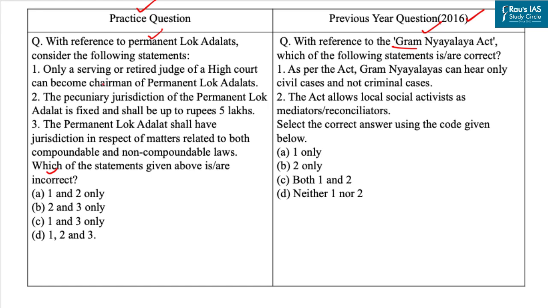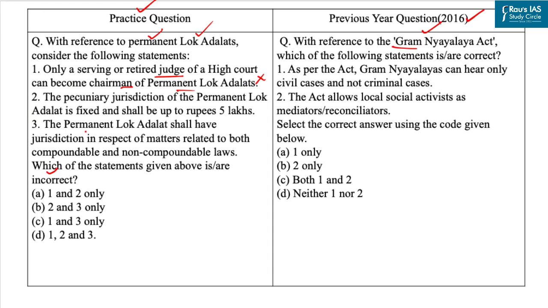The first statement is only a serving or a retired judge of a high court can become chairman of permanent Lok Adalats. Now to answer this, one must know that Legal Services Authorities Act 1987 was amended in 2002 to provide for the establishment of permanent Lok Adalats to deal with cases pertaining to the public utility services. Now, the permanent Lok Adalat shall consist of chairman who is or has been a district judge or additional district judge or has held judicial office higher in rank than that of the district judge, and two other persons having adequate experience in public utility services. So with this, our first statement is incorrect.